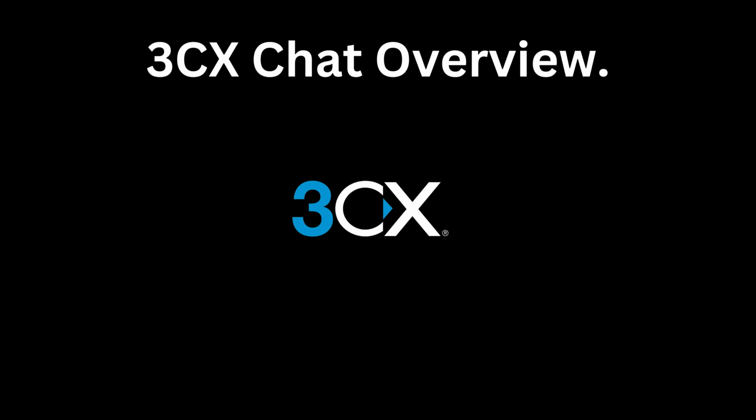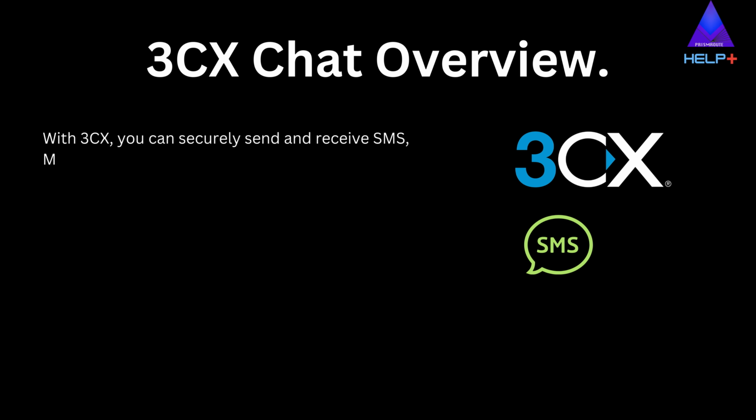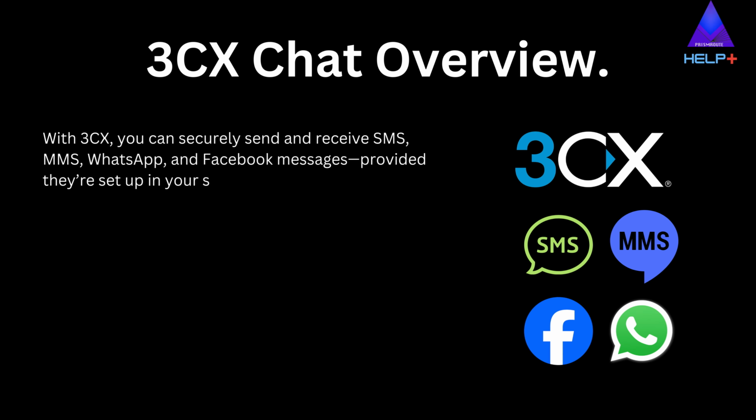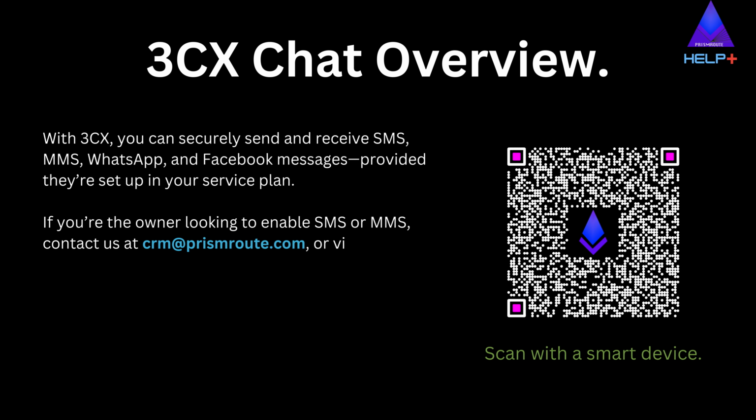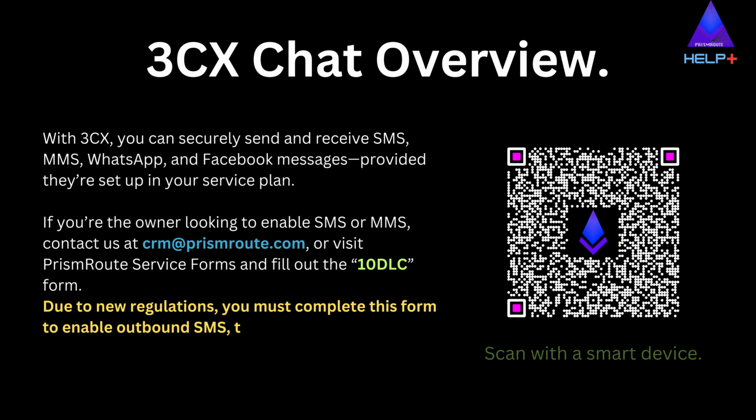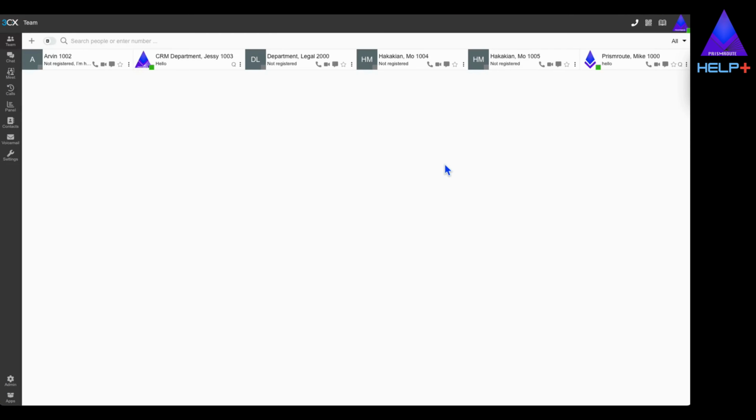3CX Chat Overview. With 3CX, you can securely send and receive SMS, MMS, WhatsApp, and Facebook messages, provided they're set up in your service plan. If you're the owner looking to enable SMS or MMS, contact us at crm@prismroute.com or visit PrismRoute service forms and fill out the 10DLC form. Due to new regulations, you must complete this form to enable outbound SMS, though inbound SMS is typically allowed without extra steps.